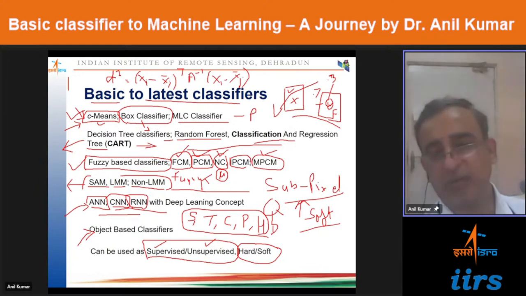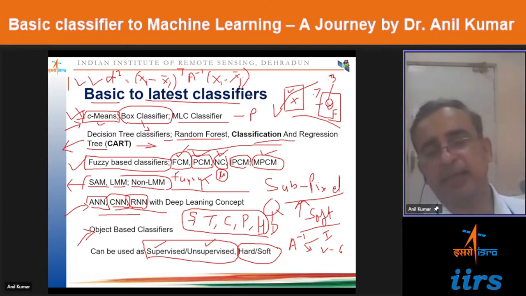Here, A inverse is a weighted matrix. If I take this as a unit matrix, then this distance becomes Euclidean distance. If I take here the variance covariance matrix, then this becomes Mahalanobis distance. Mahalanobis was an Indian academician, from the ISI Institute in Calcutta, I think the Indian Statistical Institute, Calcutta. He proposed this Mahalanobis distance, the variance covariance parameter has been incorporated, and the distance was named Mahalanobis distance.